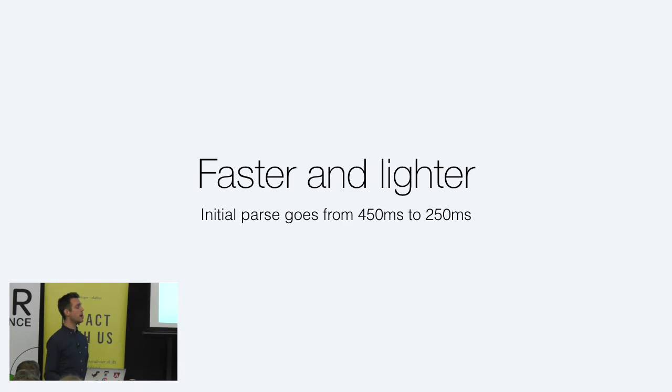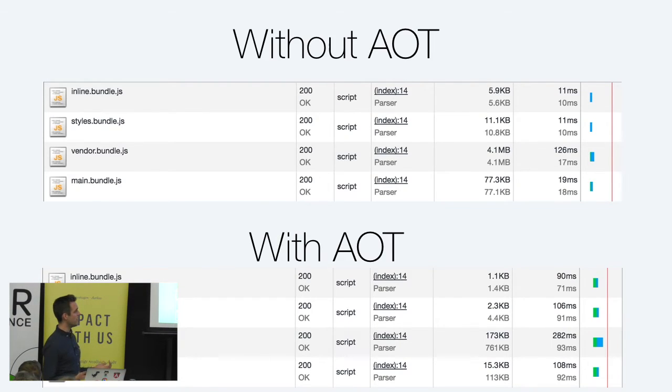So now we are at faster and lighter. Just by adding ahead of time compilation, the startup time of this proof of concept of a dynamic single page application goes from about 450 milliseconds to 250 milliseconds. So we have a really fast bootstrap time with ahead of time compilation. And of course, the even more important part is that the bundle size is now a lot smaller. Without AOT, the vendor bundle, which is Angular and all its dependencies, is 4 megs. With AOT, it goes down to 700K, and with gzip, it goes down to 170.